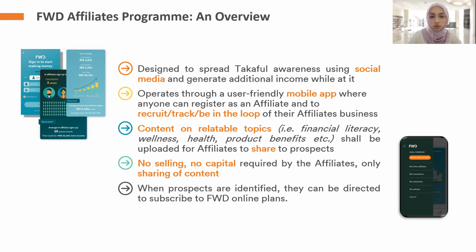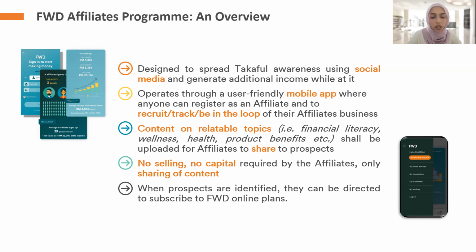So how do you become an affiliate and how do you operate as an affiliate? You use a user-friendly mobile app that we already have currently. And through this mobile app, you can register as an affiliate and you can recruit, track, or be in the loop of the affiliate business. So what else can you find inside this affiliate app? You can find relatable topics and content on financial literacy, protection literacy, mental health and well-being, also some on product benefits for you to share with your prospects, with your future customers.